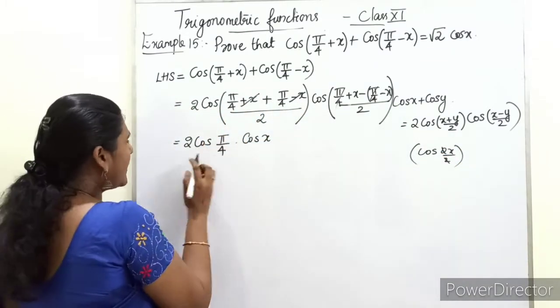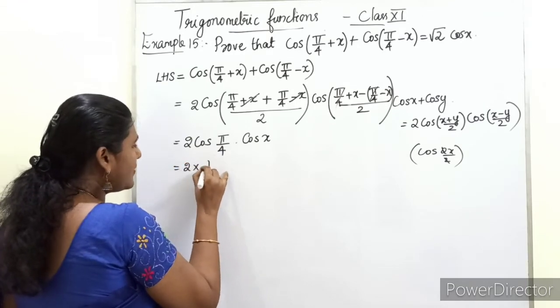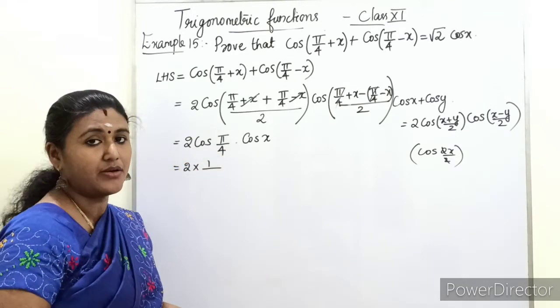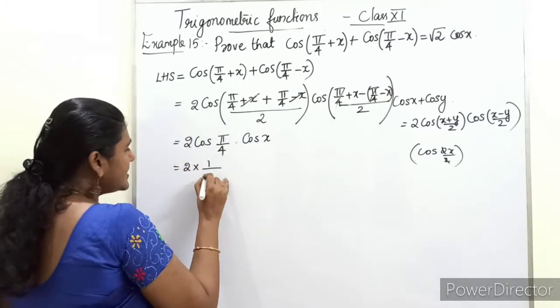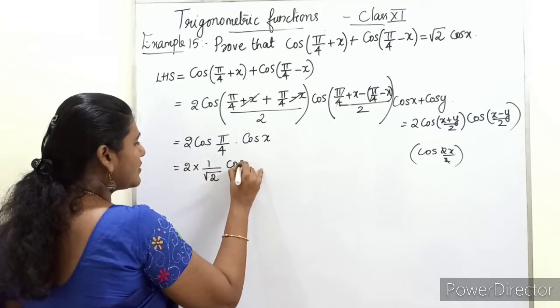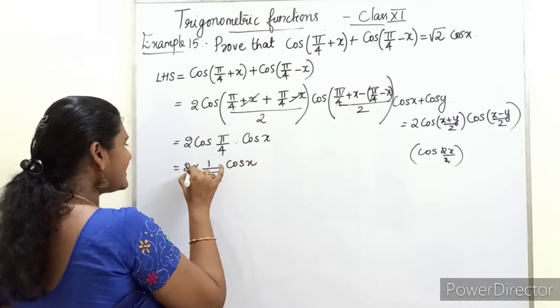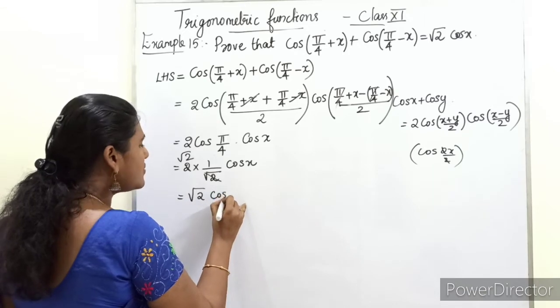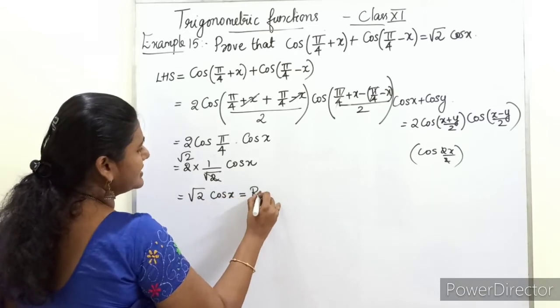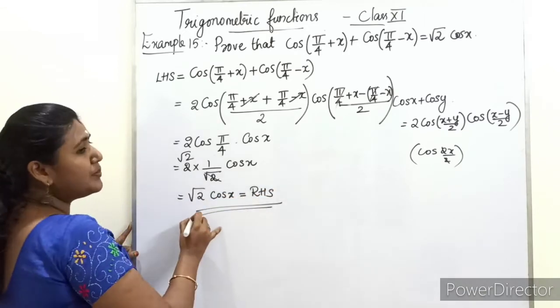Now, what is the cos pi by 4 value? Pi by 4 is 45 degrees. So cos 45 is 1 by root 2. So we can write here 1 by root 2 into cos x. Now, you can cancel this 2 and root 2. So the answer is root 2 into cos x, which is our RHS. So this is what we have to prove.